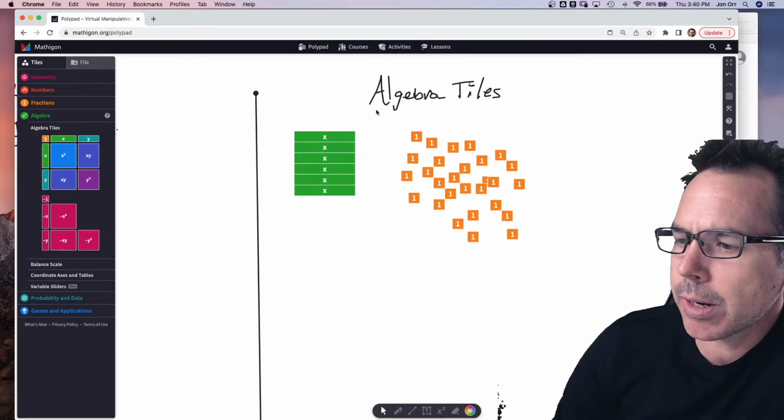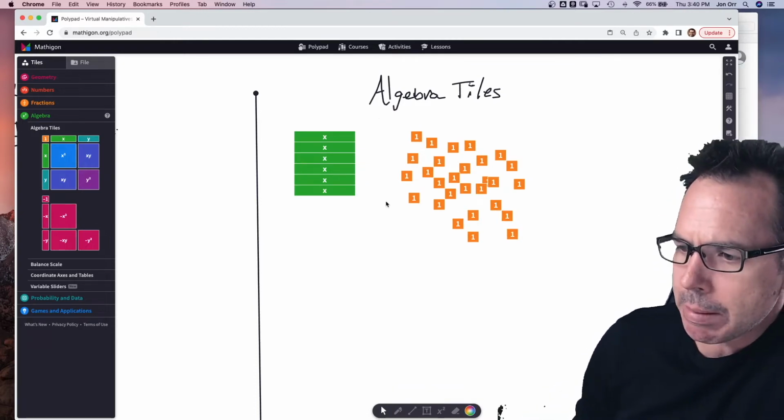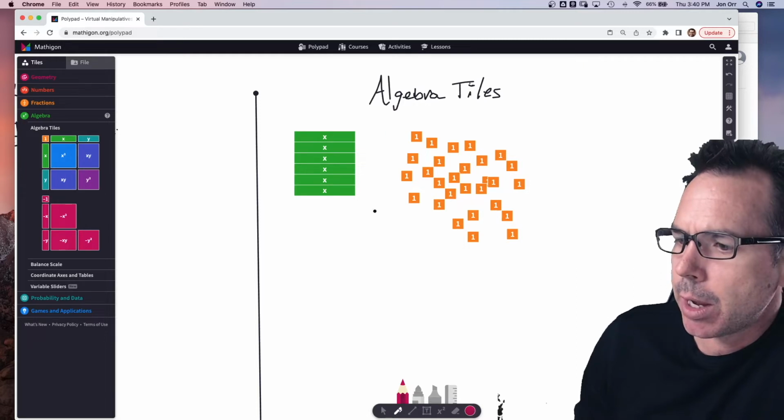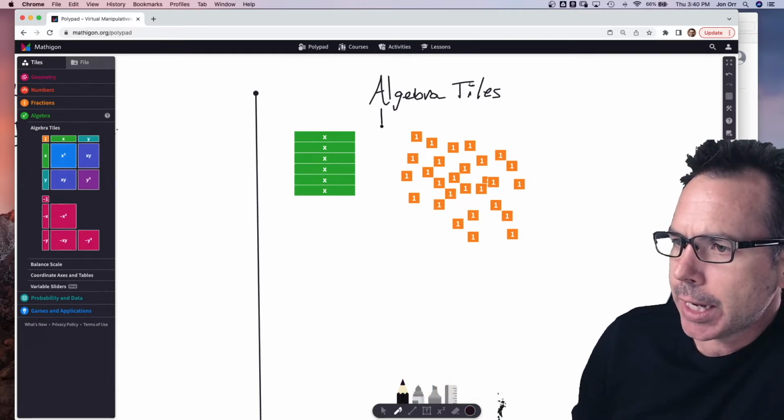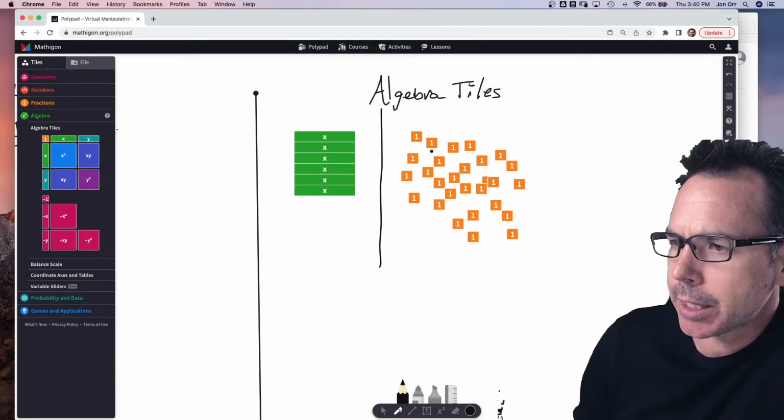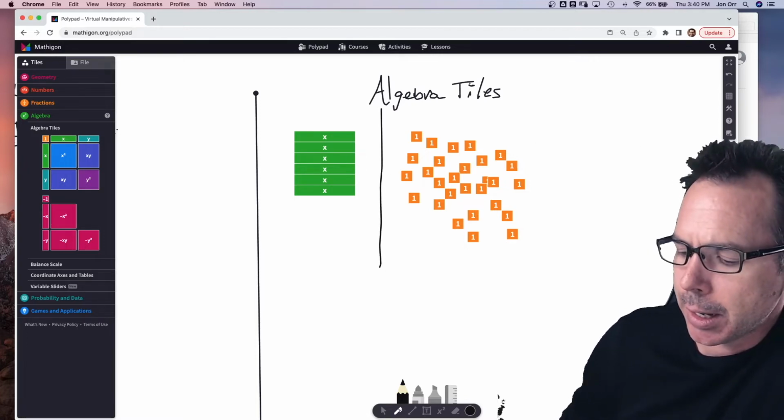All right, and so normally what I like to do when I'm working with my students and having them work with Algebra Tiles is you almost have a line. That's the equivalency. You say, okay, this side is equivalent to this side. This is that balance method.